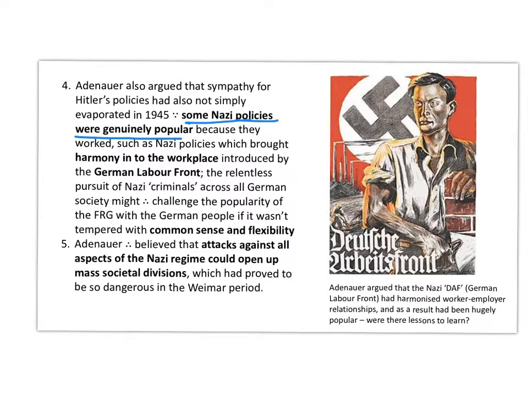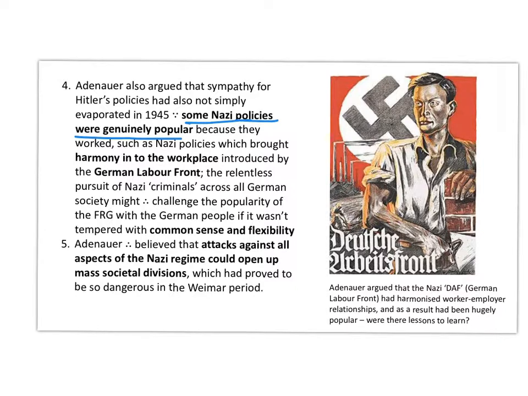And we have to reckon with the fact that the Nazis were genuinely popular with most German people at some point in time for some reason. And it was a very complex situation as to the support that the Germans gave to the Nazis. We've already looked at that in the third depth study.